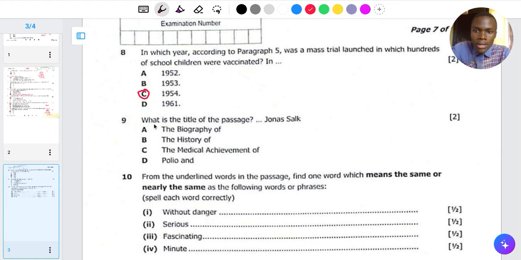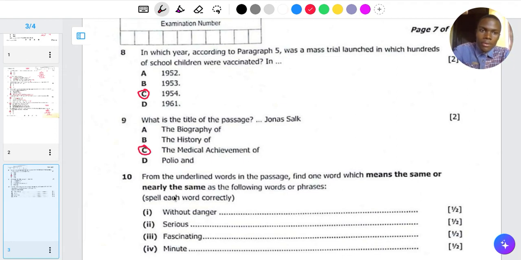Then for question 9. Question 9 is saying, what is the title of the passage, blank John Salk? Is it talking about biography? Is it talking about the history? Is it talking about the medical achievement of John Salk? Is it talking about polio? According to this passage, it's just talking about the medical achievement of John Salk. So we can choose C as our answer.